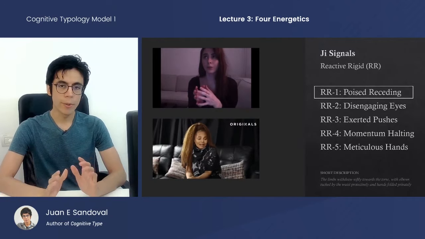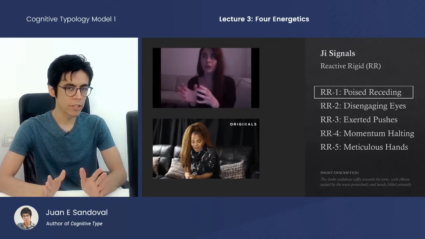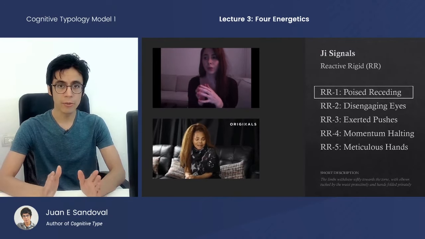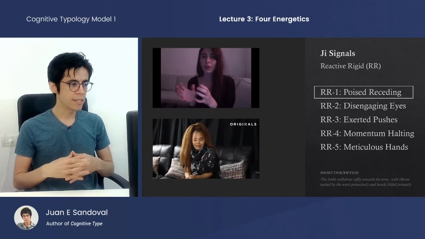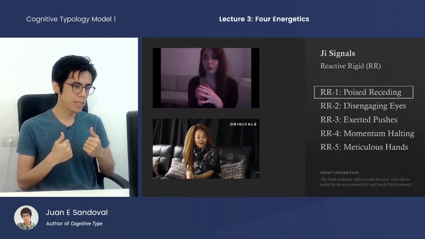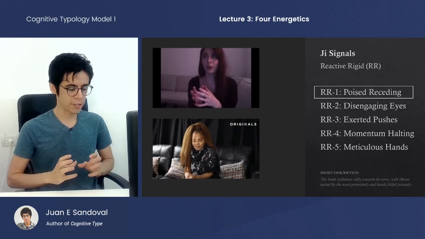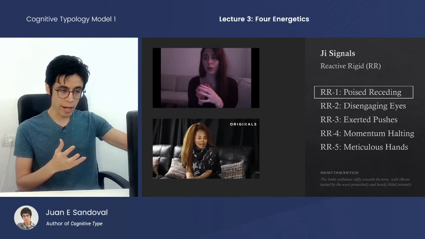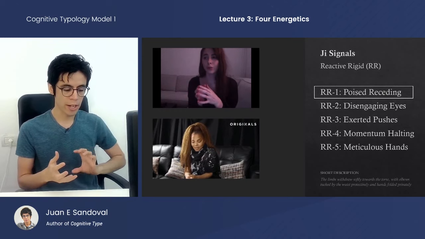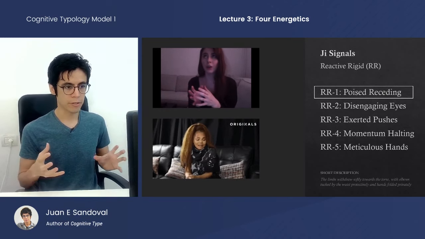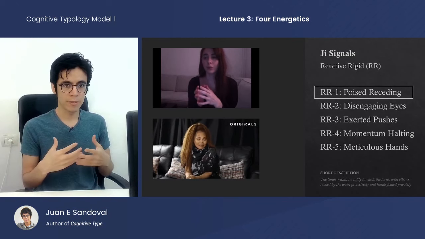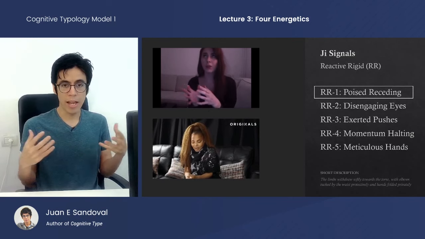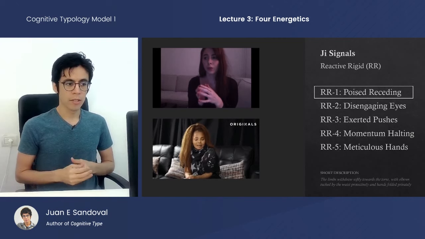But moving on here, we want to take a look at the opposite of JE, which is JI, or introverted judgment. So introverted judgment is a reactive signal set, which means that it tends towards non-action. So if extroversion is action, then introversion is non-action or withdrawal of action. So you can imagine that it's hard to quantify something which is, by definition, an absence of motion.